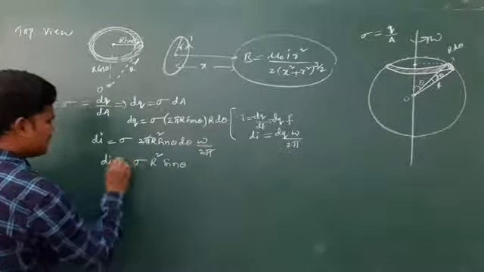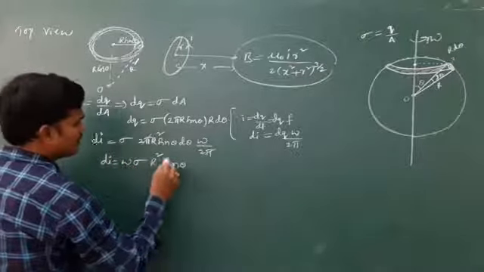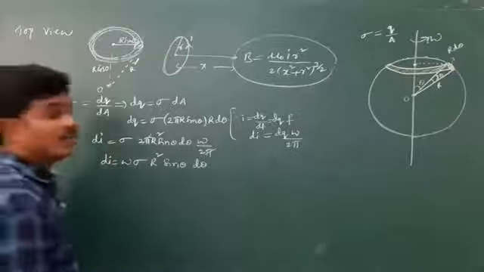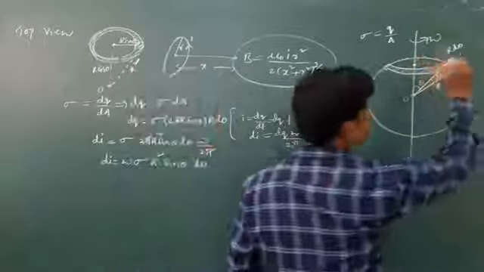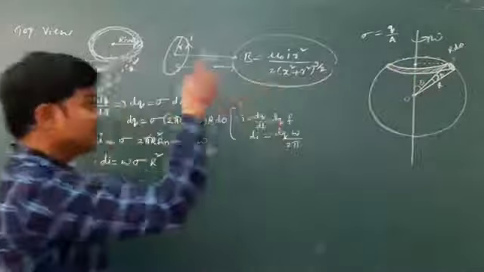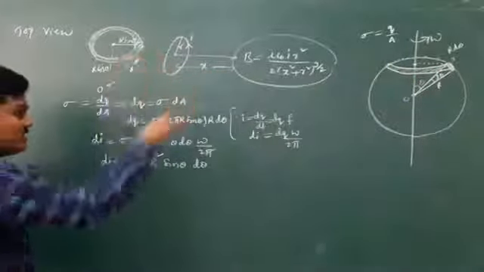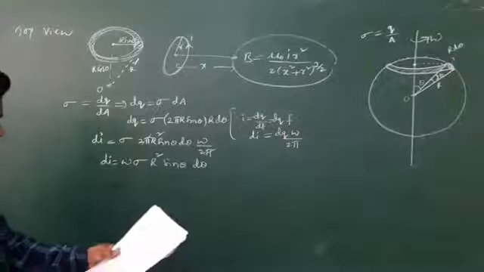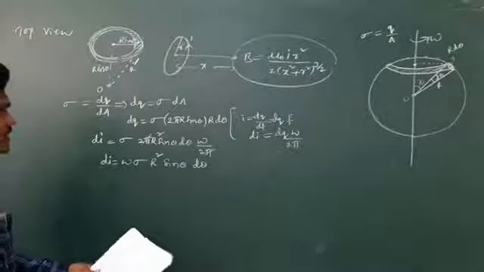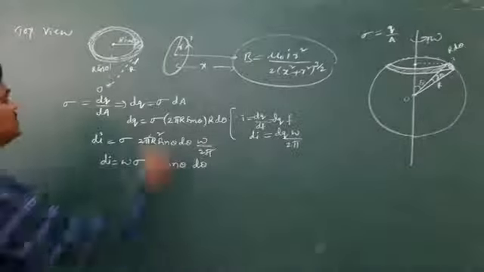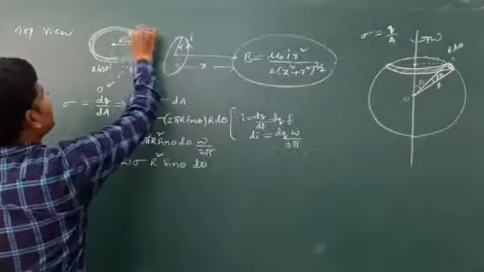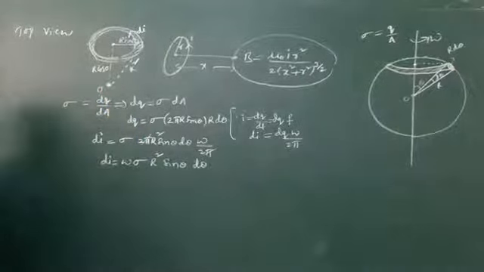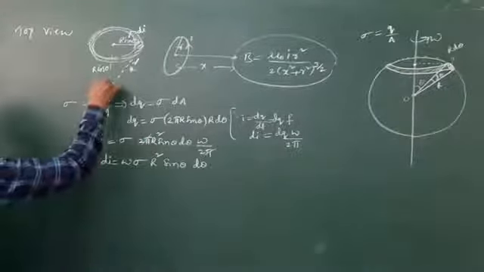So I got the current in that small region as omega sigma r square sin theta d theta. This is the current in this region, meaning due to the rotation of the charge, some current is there in the small part. That current in the region is dI equal to omega sigma r square sin theta d theta. Due to this dI current, there will be a field here. Let me find the field at this point.